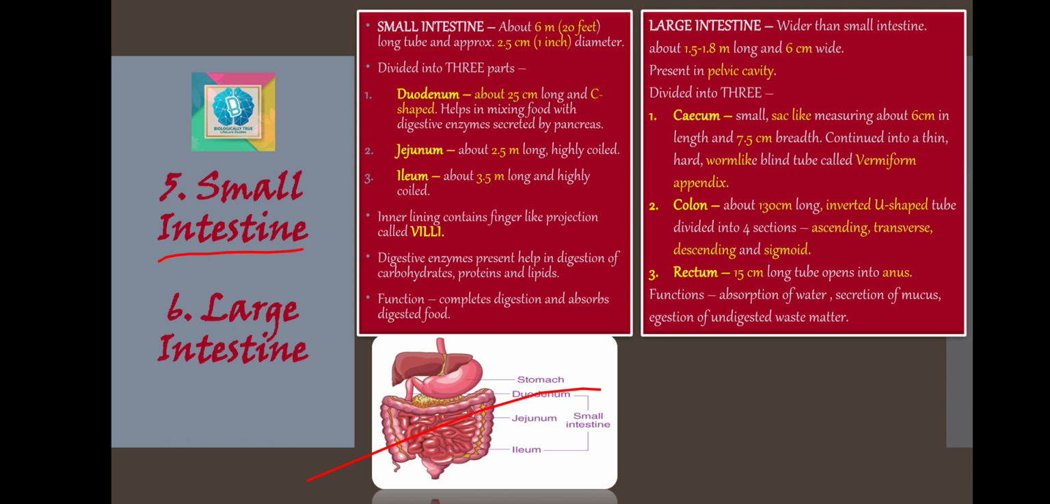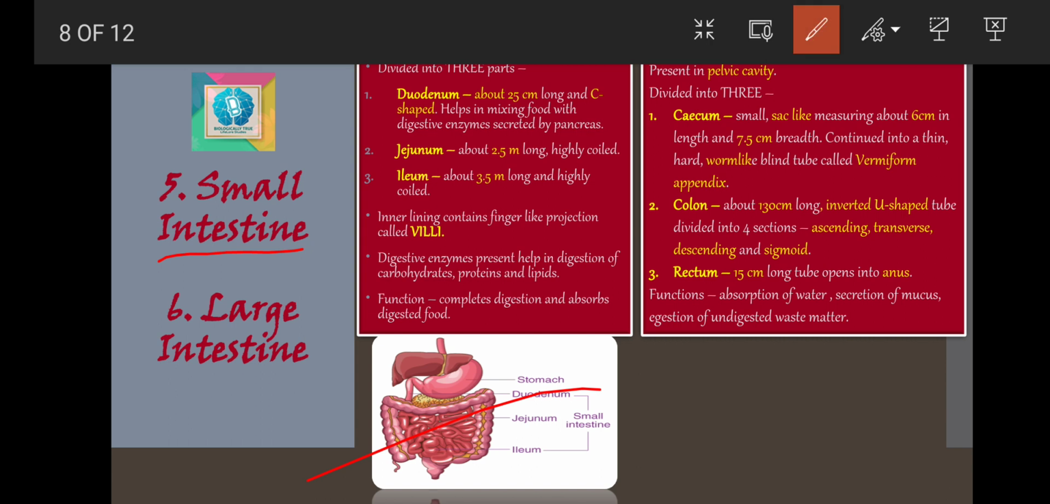Structurally, the small intestine is divided into three parts. The first is the duodenum, which is 25 centimeter long and C-shaped in appearance. Its descending limb receives the opening of the bile duct and pancreatic juices. The second is the jejunum, which is about 2.5 meter long, coiled and narrower than the duodenum. The third is the ileum, which is about 3.5 meter long and coiled.